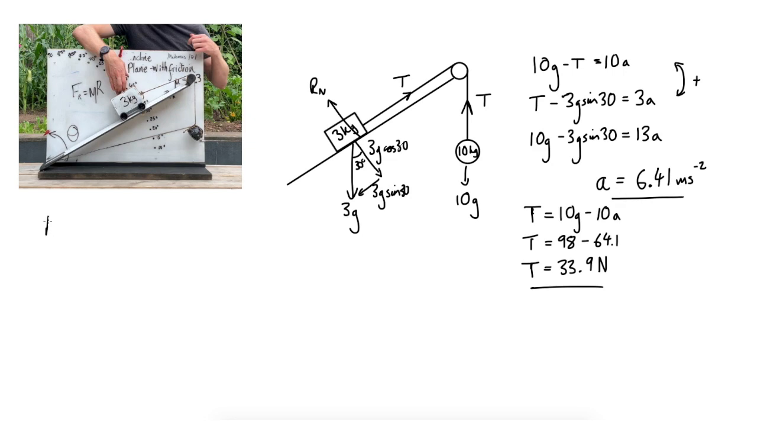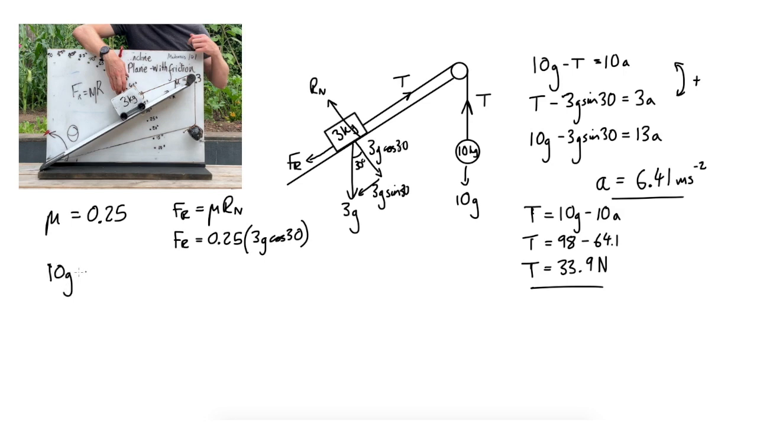Now, if we bring in friction, we said we have a mu value of 0.25. So I'm going to have to add in a component of friction here, Fr. Now this Fr is going to be mu times by my reaction normal. So my Fr will be 0.25 multiplied by 3g cos 30. So all I'm going to do is I'm going to write my two equations again and incorporate this force into it. So we have 10g minus T equals 10a. That one stays exactly the same.